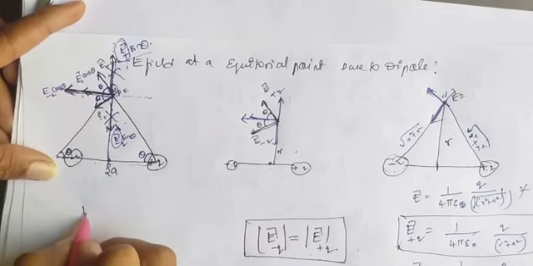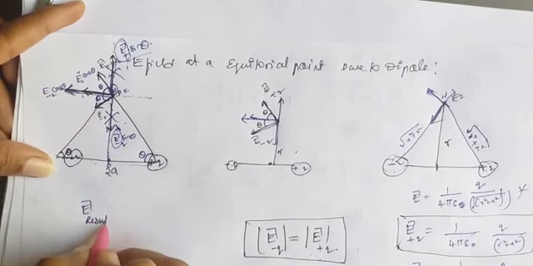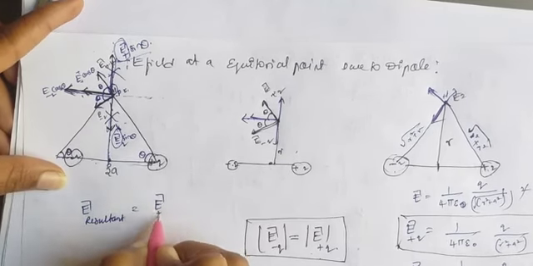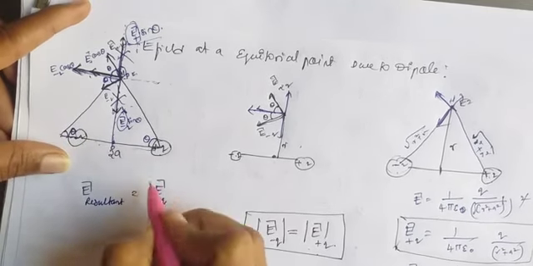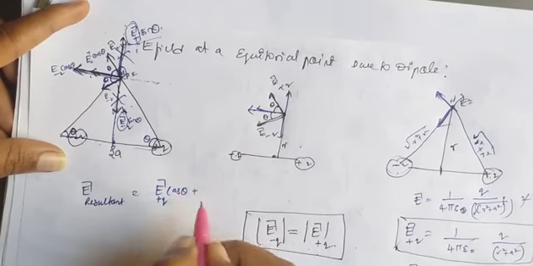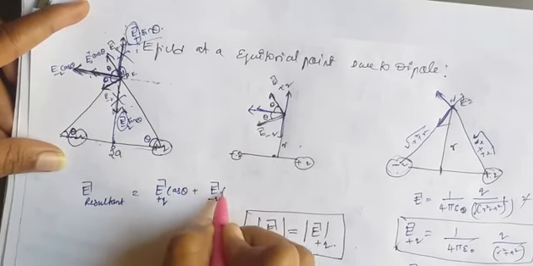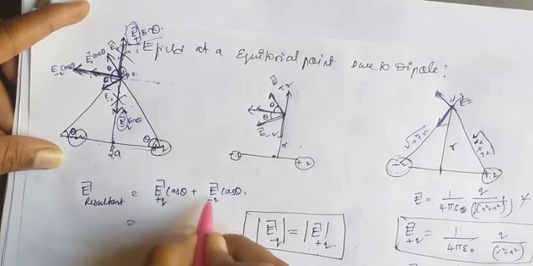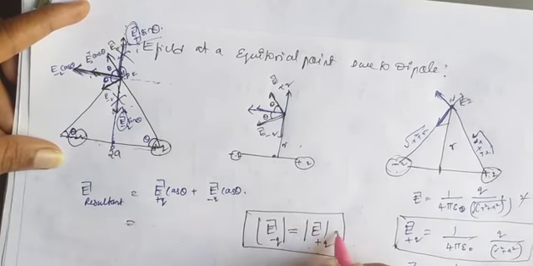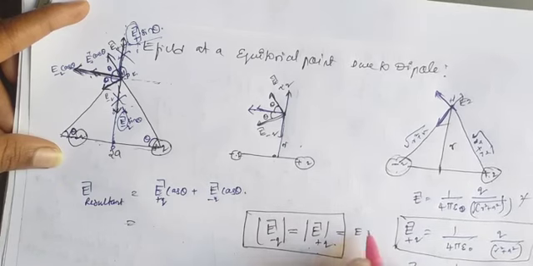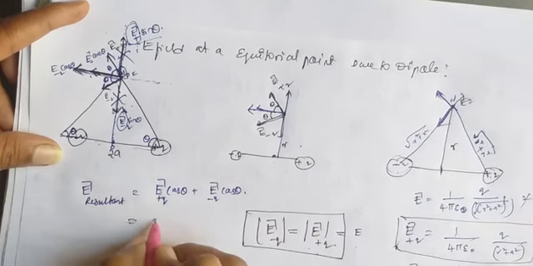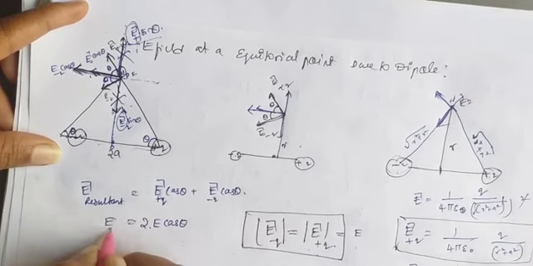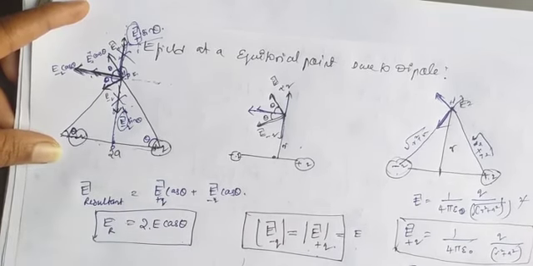So then what will E resultant be? It is the component of the electric field due to positive charge, which is cos theta, plus the component of the electric field due to negative charge, which is also cos theta. Both have the same magnitude, so we just consider E. So E cos theta plus E cos theta, E resultant is equal to 2E cos theta.